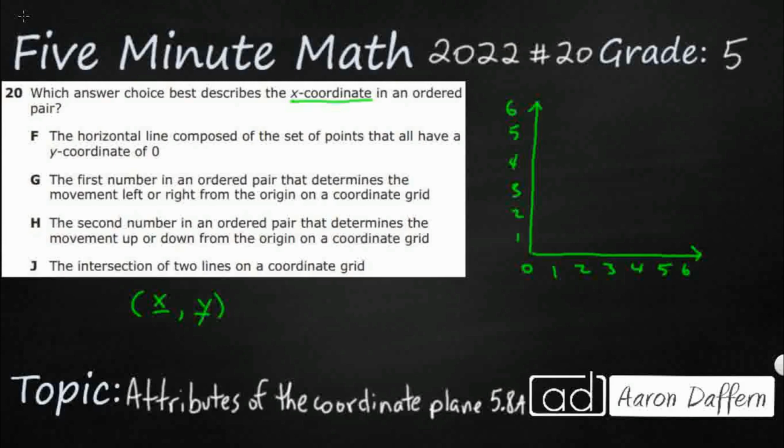So F says the horizontal line composed of the set of points that all have a y-coordinate of 0. Okay, a horizontal line, that means side to side, composed of a set of points that have a y-coordinate of 0. Well, I just drew that, and it's this right here. So that's what F is talking about. This little line right here is horizontal, that means it's straight side to side. It has a whole bunch of numbers that I just drew underneath it, but the y is 0. It's right there on that 0. It's got a y value of 0.